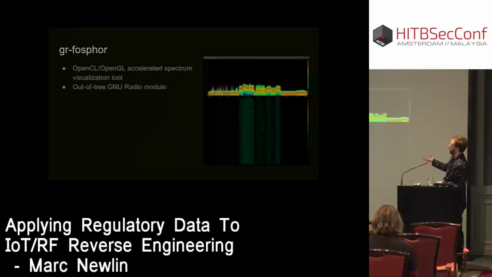So this is a screenshot of gr-fosphor. This is the spectrum visualization tool. Here we're looking at frequency on the x-axis and time on the y-axis. This is a snapshot of some LTE traffic. This is nice because you can tune your radio to a certain frequency and very quickly determine exactly what's happening. You can say, hey, is there something there? Is there not? It's good for doing these sanity checks.